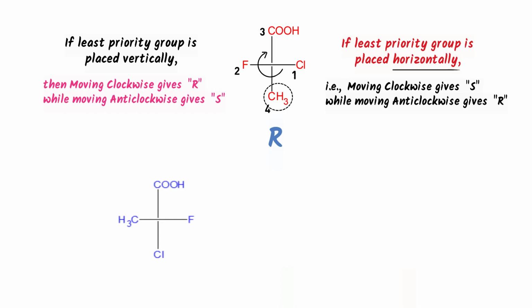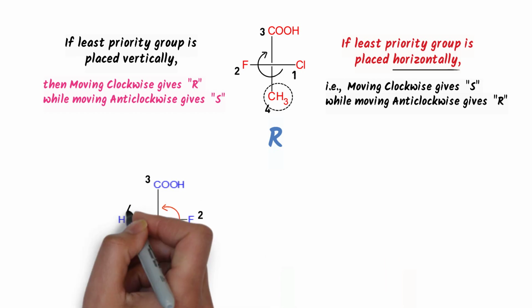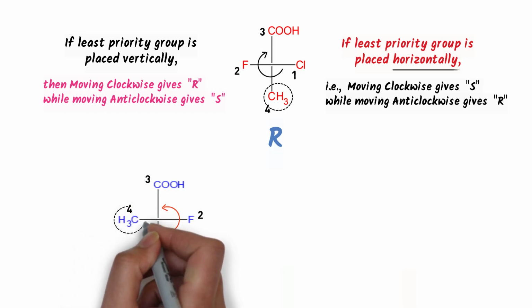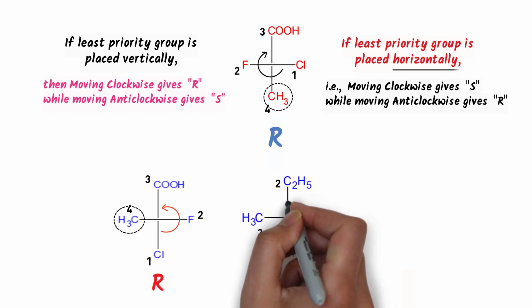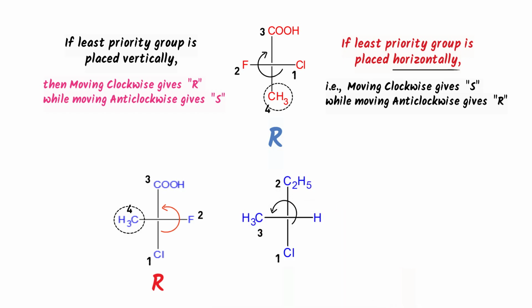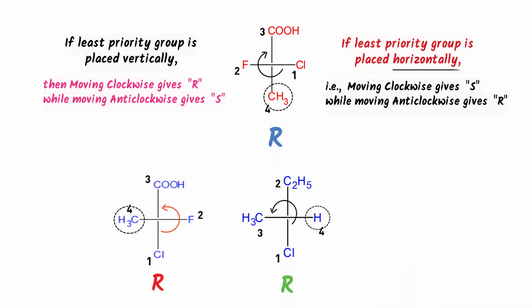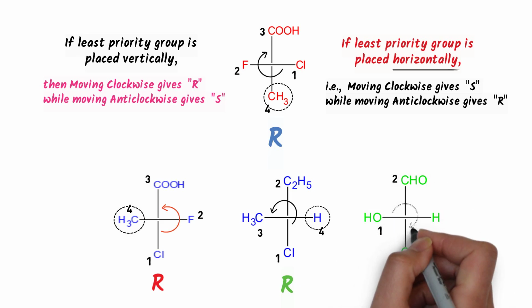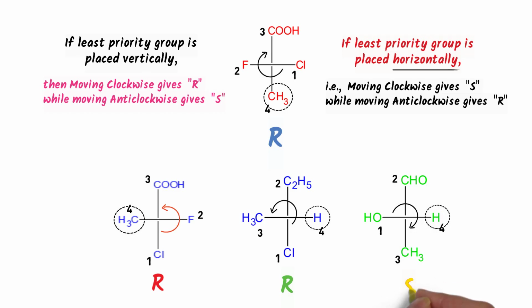Similarly, in the next example, once you move from 1 to 2 to 3, it moves anti-clockwise, but as the least priority group is placed horizontally, it will not be S, it will be R. In the next case, you are again moving anti-clockwise, but the least priority group is placed horizontally, so this is again an R isomer. In the third case, moving through 1, 2, 3, it moves clockwise, so it should have been R, but the least priority group is placed horizontally, so you have to reverse the configuration. It is not the R isomer, it is the S isomer.